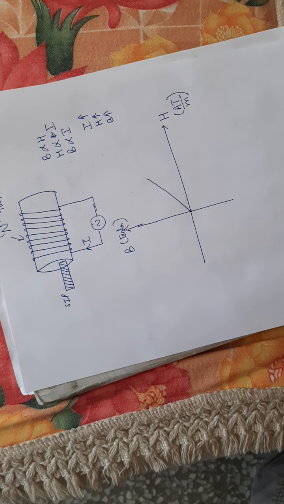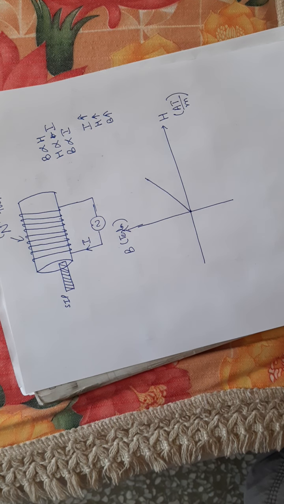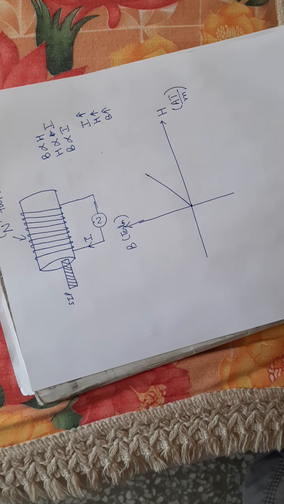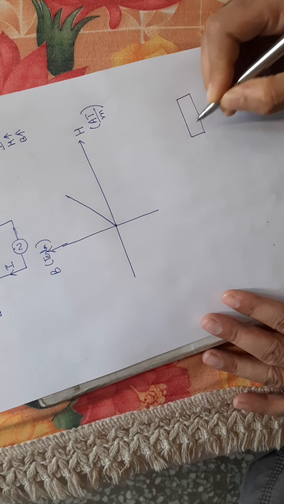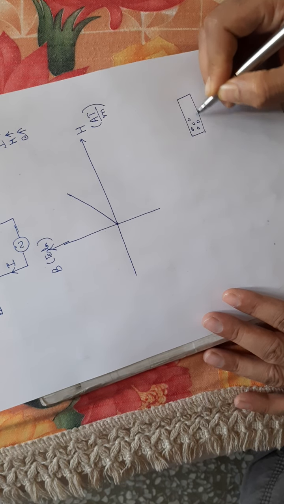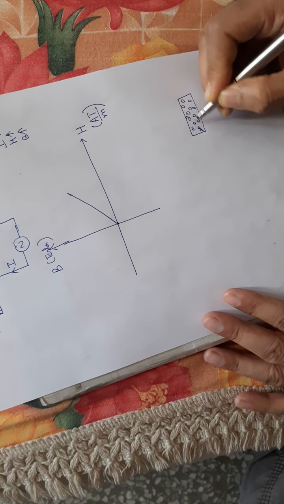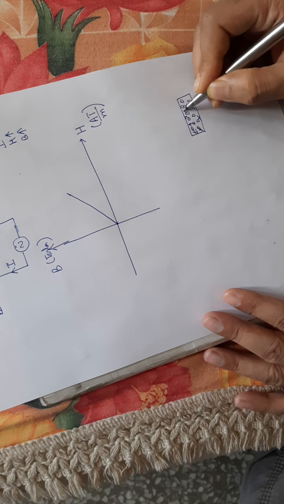Suppose up to some point. Basically what is happening is, we have a magnetic material, the soft iron piece. It will have magnetic domains. I will draw here. These are the magnetic domains. So these magnetic domains are oriented randomly in any direction.